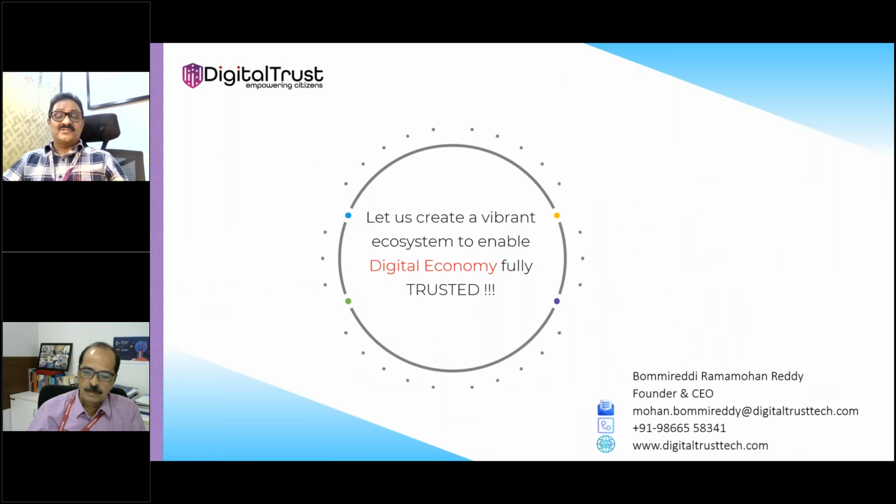And this is it. Let's create a vibrant ecosystem to enable a fully trusted digital economy. This is the slogan, this is the motive, and this is the vision many countries are driving. And Digital Trust as a company will be able to help these countries to enable trust in the digital economies.